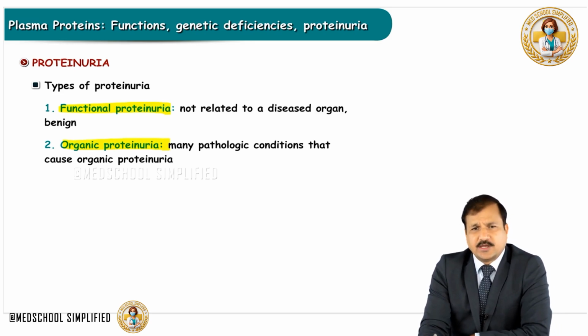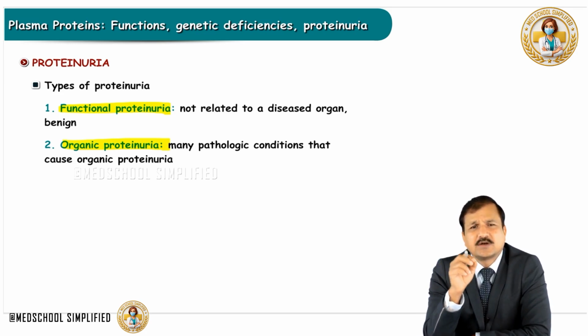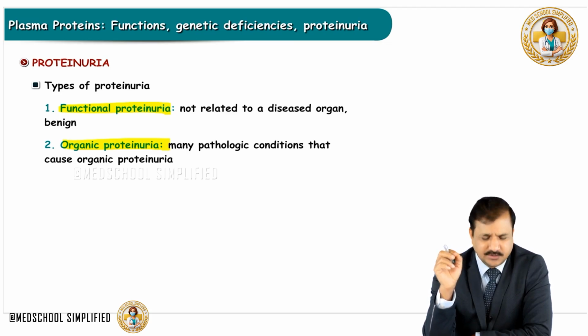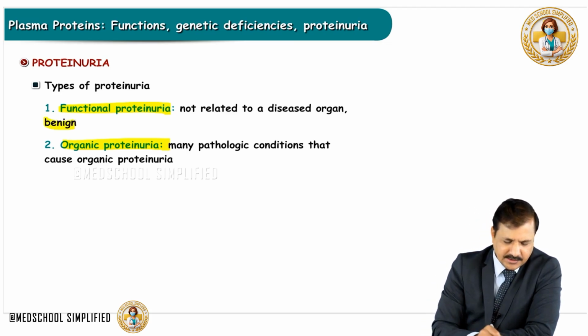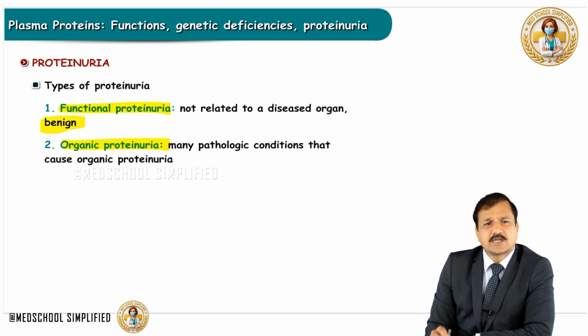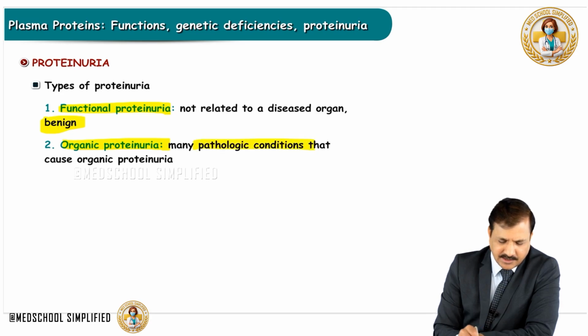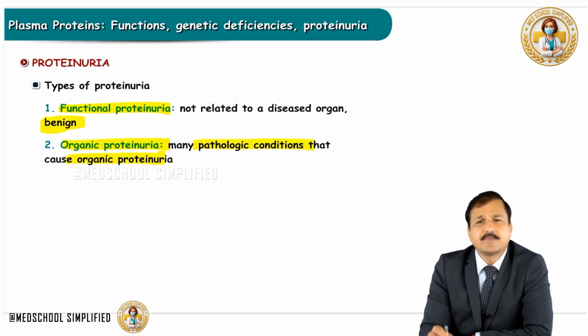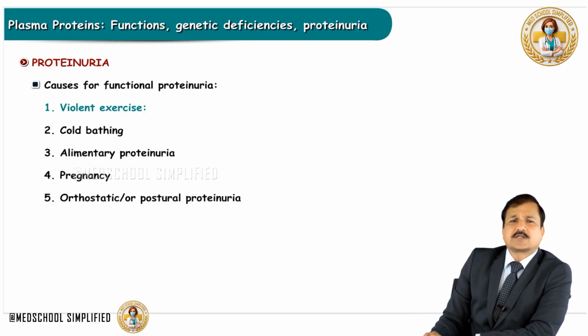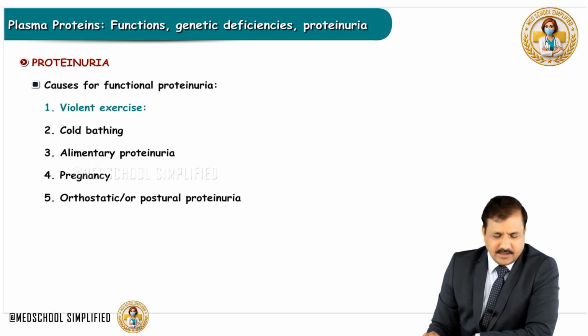Functional proteinuria is not related to a diseased organ. The amount of protein excreted is usually small, and the majority of cases will show less than 0.2% of protein being excreted. The condition is usually temporary, or a benign condition. Whereas organic proteinuria is seen in many pathological conditions that can cause damage to an organ, leading to proteinuria.